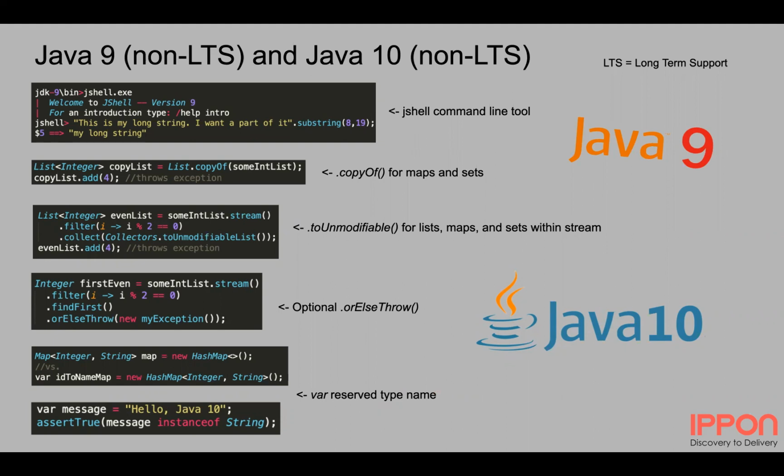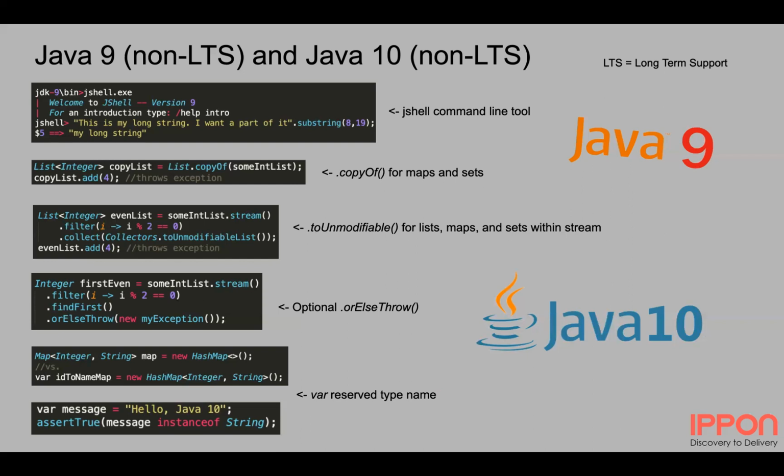It also gives you these copyOf and toUnmodifiable methods. One is for lists and the other is for streams. This gives you, just what it sounds like, an unmodifiable copy of what you pass into it, and it'll throw an exception if you try to call any add or remove operations on it. Also, if you're using Optional, it gives you this helpful orElseThrow method. So if you want to throw a custom exception in the case of a non-present object in your Optional, you can more easily do that.